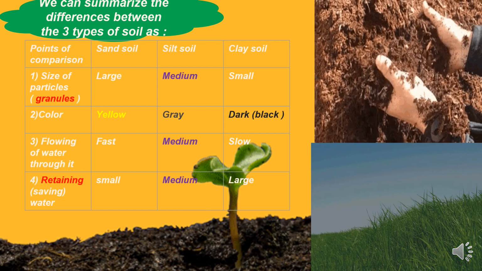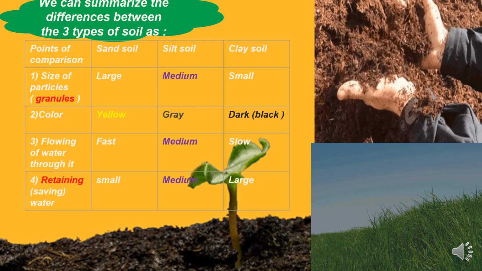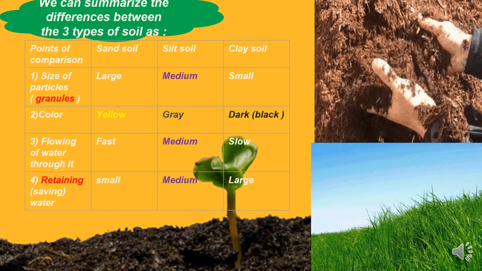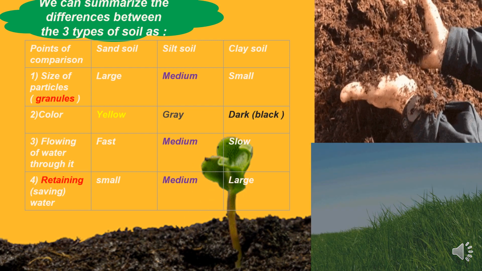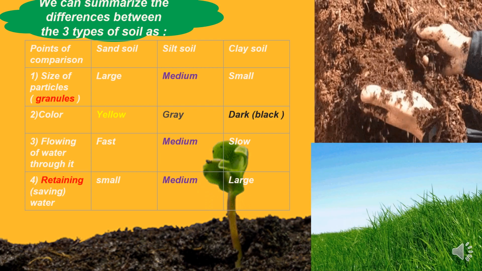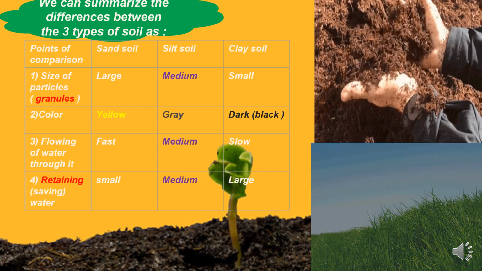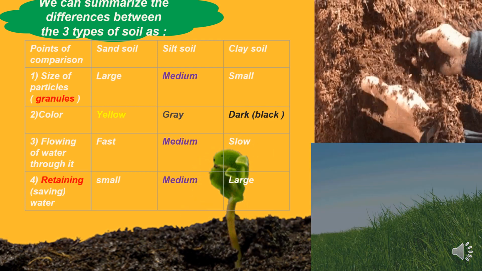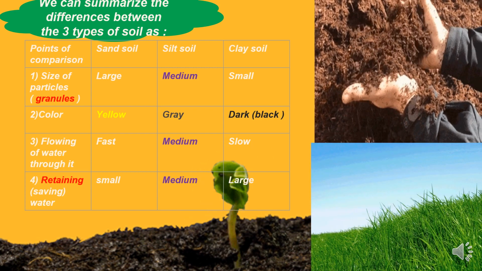Okay, and the last point, primary 6, is retaining or saving of water. I'm going to find that sand soil cannot save a lot of water, so retaining water is very small in sandy soil. While silt soil's retaining of water is medium, clay soil is going to save the most amount of water because it does not have large pore spaces between its particles, while sand soil has large spaces between its particles.